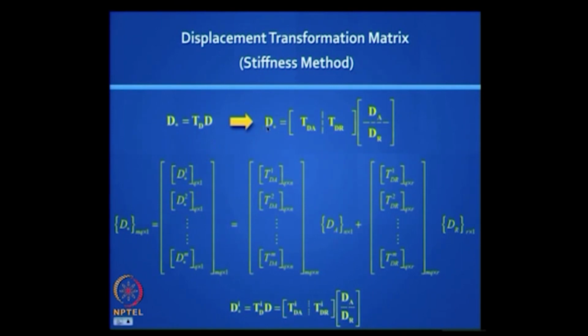Now I can do something here. This D star is actually including all the elements in the structure. It is too messy sometimes, so I just look at one element. When I look at one element, the ith element, it will look like this, Di star, and this TD now becomes unique to that element, so it is TiD, which can be partitioned as TiDA and TiDR. Does it make sense? This also you can do. It is actually all the Di stars put together that actually make up the D star, okay.